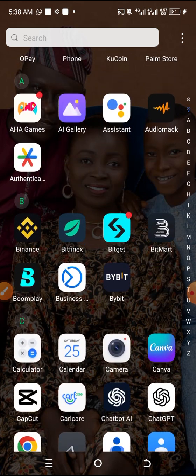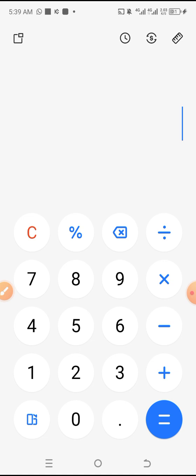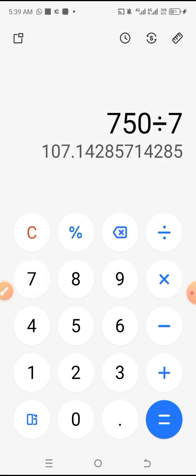Where's my calculator? Okay, 750 divided by 5, that is $150. So you can decide to trade $150 per coin, and you can decide to trade probably 7 coins. 750 divided by 7, you can decide to trade 7 coins with $107 each. It depends on you. How many coins do you want to trade?